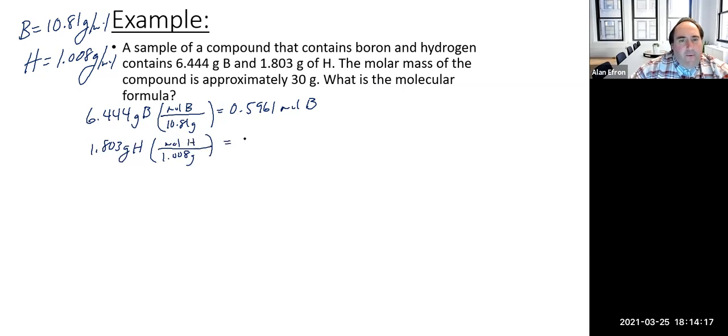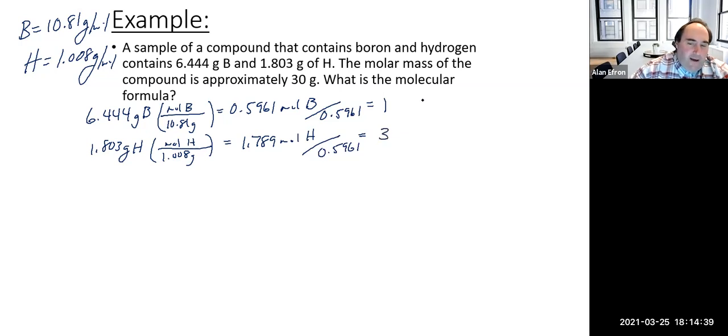We will end up with 1.789 moles of hydrogen. At this point, like we've done with empirical formulas before, we want to divide by the smallest. So it looks like it is the moles of boron here. That's going to give us 1. That is going to give us about 3. So now we have our empirical formula, which is BH3. I'll put a box, even though it's not really the answer here, but that is the empirical formula. Any questions on that calculation there?